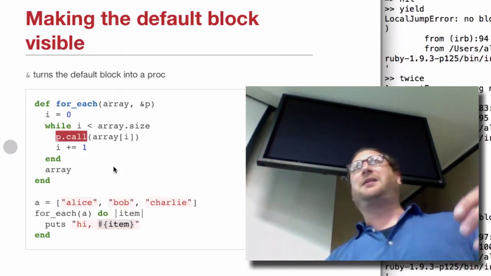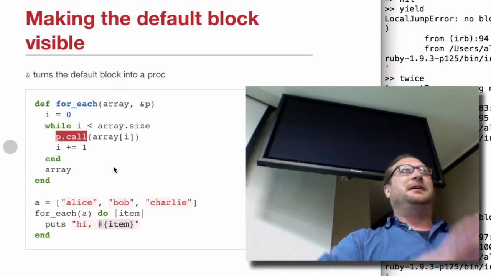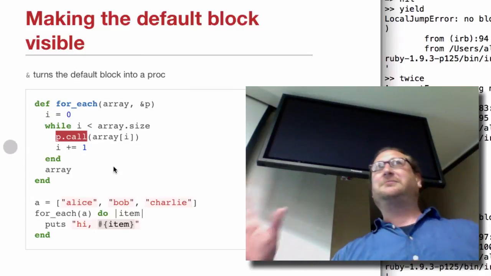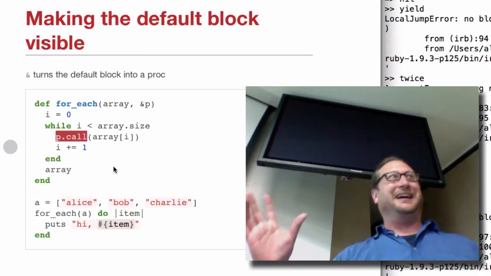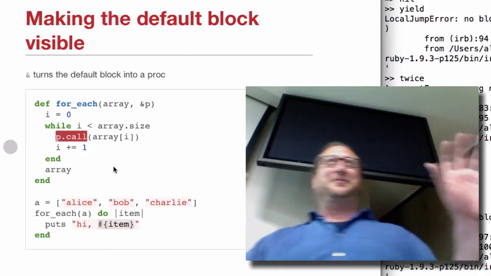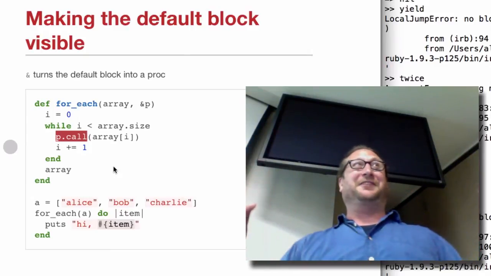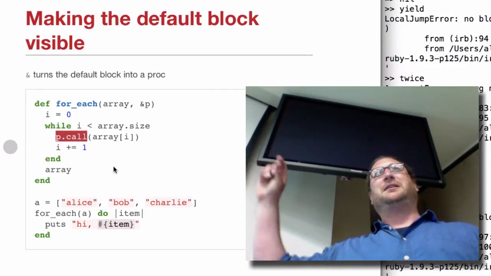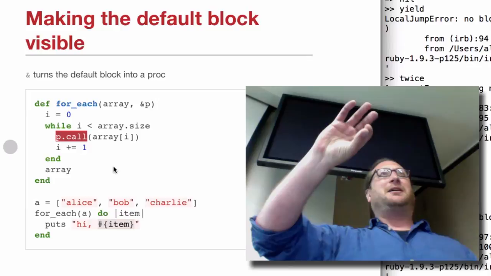Remember, it's a proc, so you say proc.call. If it's just a block, then you say yield. It's a little disorienting, I know, I'm sorry. I see a couple of people's heads exploding. Sorry. This won't go on for much longer. Maybe we'll pick it up again after lunch. But this is just the ampersand turns the default block into a proc.